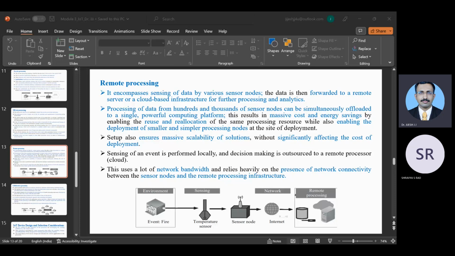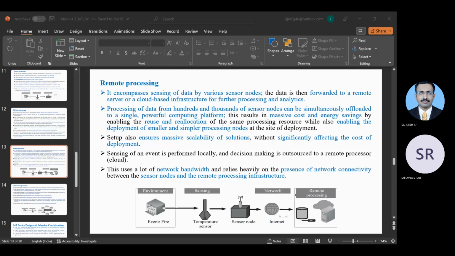Further, that information is taken to the cloud or the server for computing, and then there is the transmission of information. So this uses a lot of network bandwidth and puts heavy pressure on the network connectivity between the sensor node and the remote infrastructure. This is one example. You can see the figure here: the sensing process, and the remote processing taking place in the cloud or a server. That is the difference between on-site and off-site.